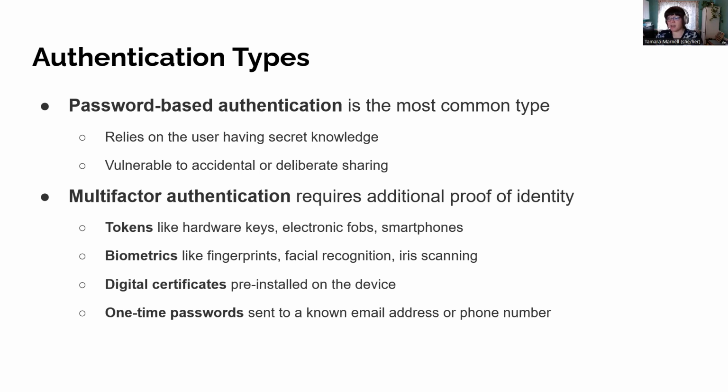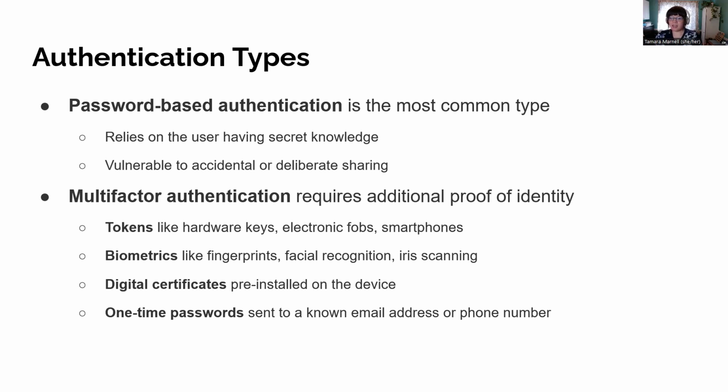Biometrics is another way. So using fingerprints, facial recognition, or iris scanning. This would usually require somebody to have access to a smartphone in order to use these features. Sometimes it's just a digital certificate pre-installed on the device. So sometimes if there's something that you need to access through your institution, your IT department will provide you with a certificate that lives on the machine, and then that system is going to check whether that certificate exists so that only this machine is allowed in. Or there are one-time passwords that can be sent to a known email address or phone number.